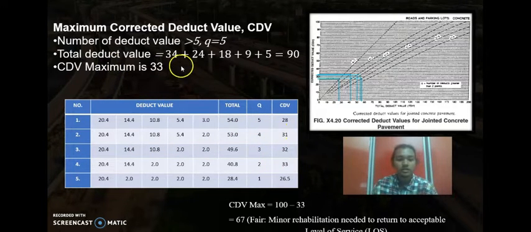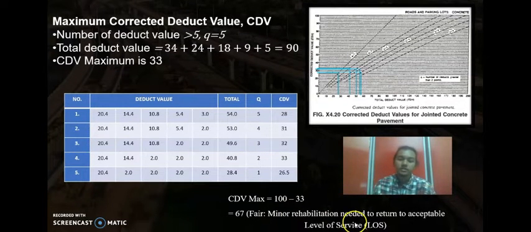After we get the CDV, to find the PCI, we take 100 minus the maximum corrected deduct value. For this one it is 33, and 100 minus 33 is 67. When we refer to the severity diagram, it is fair. Only minor rehabilitation is needed to return to an acceptable level of service.